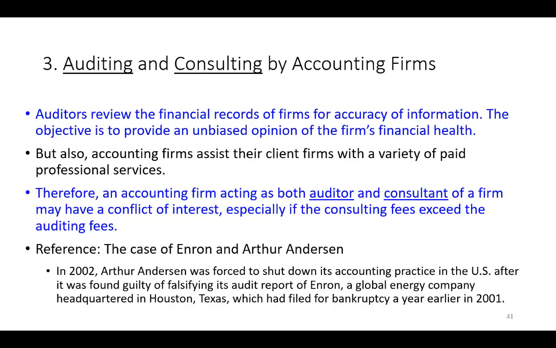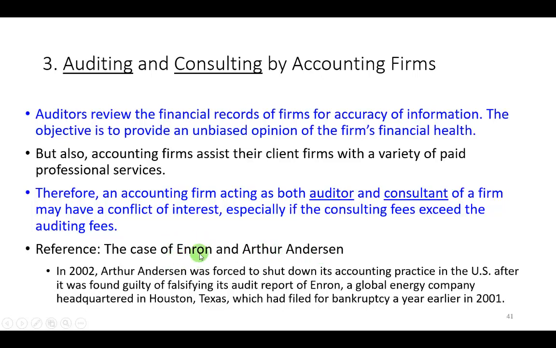And then thirdly and finally is auditing and consultant by accounting firms. Now, auditors, of course, their main job is to review the financial records of firms for accuracy of information. The goal of which is to provide an unbiased opinion of the firm's financial health. Now, though, the same auditing firm could also be a consultant of the firm, and therein lies the conflict of interest. And a wonderful case that many have referred to for years after it occurred in 2002 is the case of Enron and Arthur Andersen.